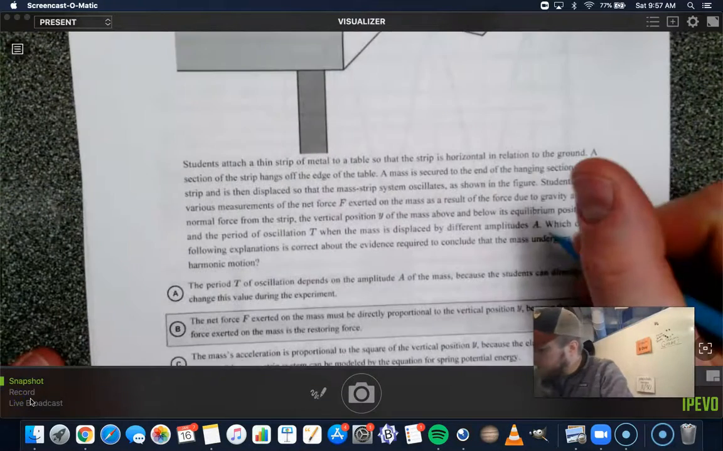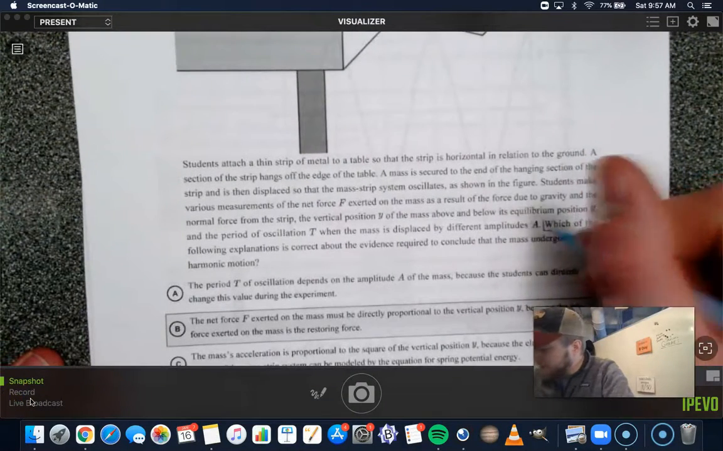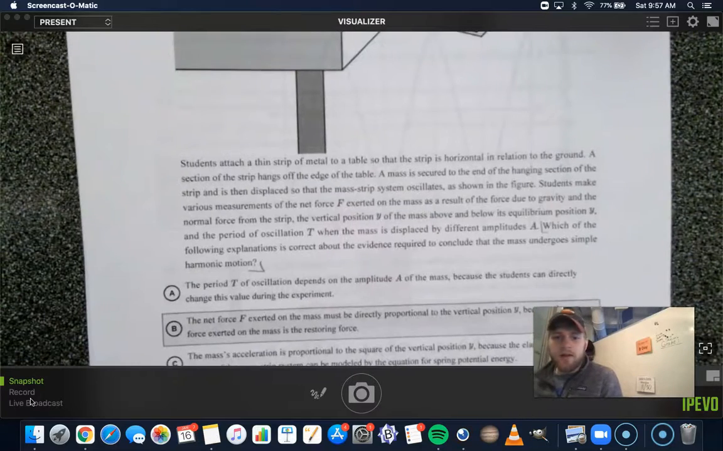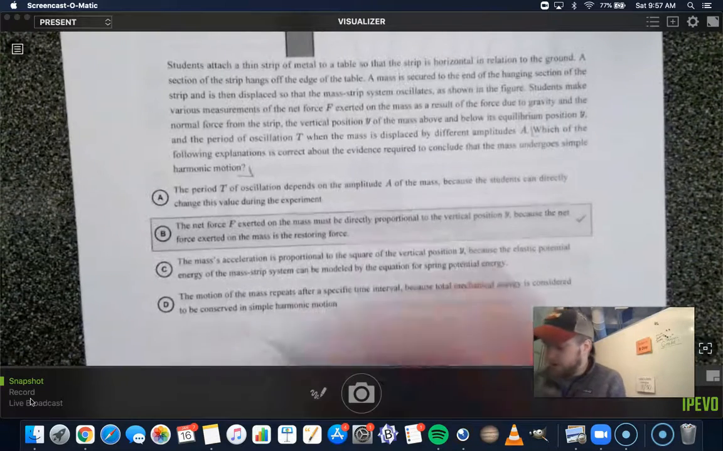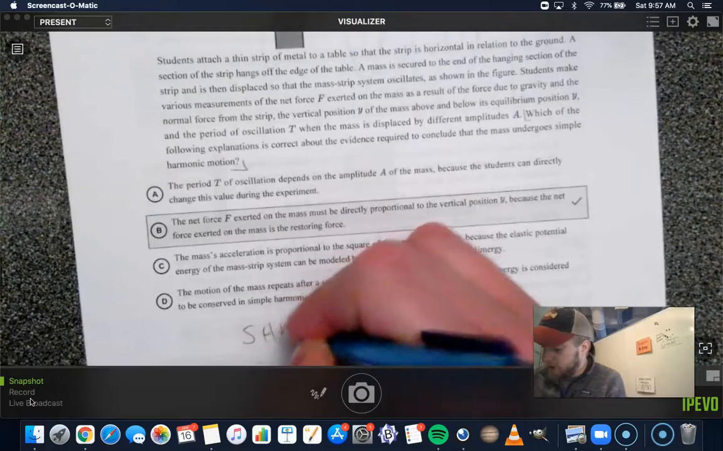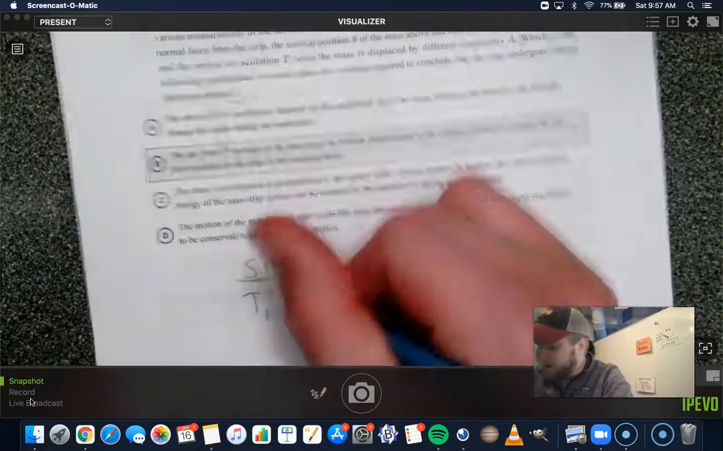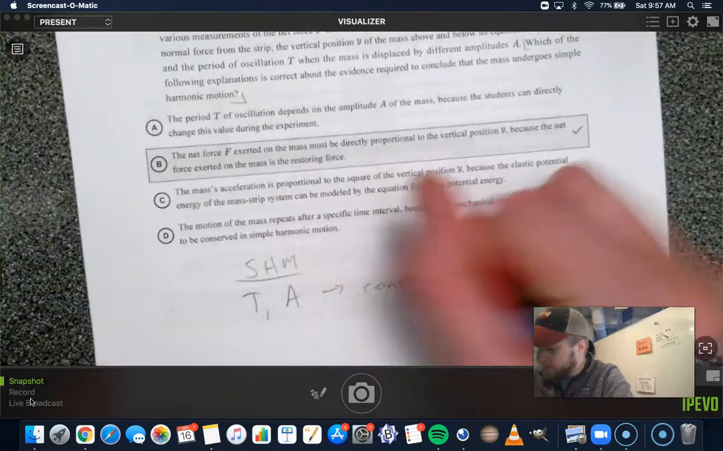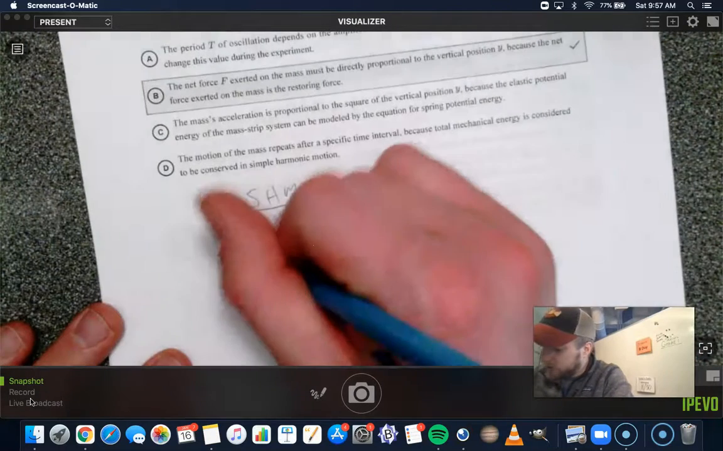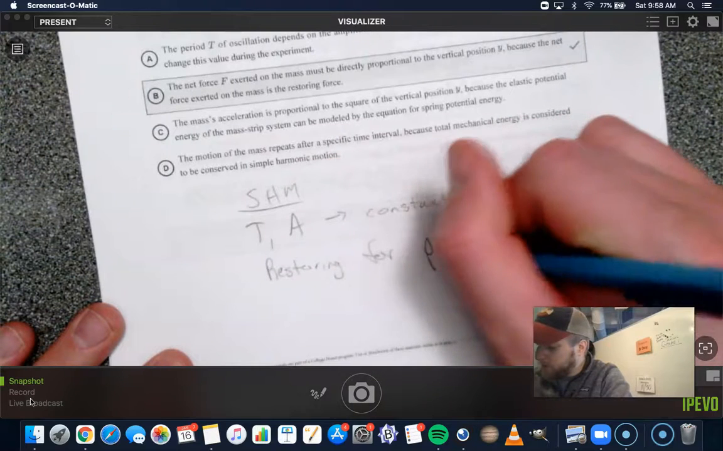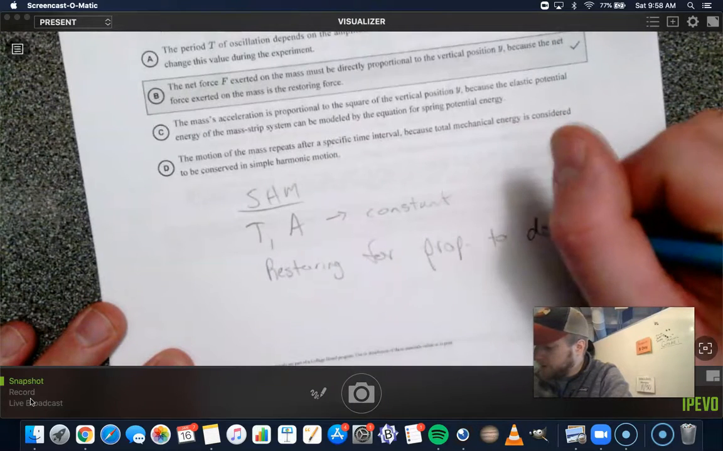So the most important thing here is the last sentence. Which of the following explanations is correct about the evidence required to conclude that the mass undergoes simple harmonic motion? A couple things about simple harmonic motion, and then we'll jump into the answer. So for simple harmonic motion, the period and amplitude are constant. And we need a restoring force that is proportional to the displacement.